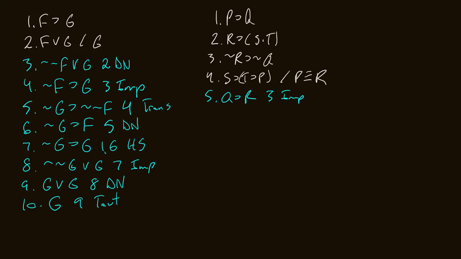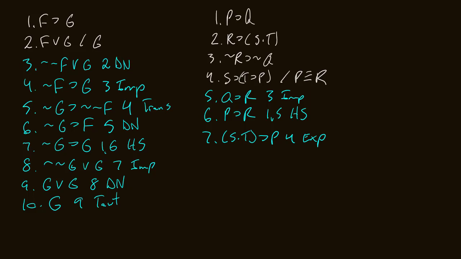And now immediately from lines 1 and 5, I have a hypothetical syllogism. So I have P then R, from 1, 5, hypothetical syllogism. Cool, I got P then R. Now I just need R then P. Well, I have lines 2 and 4 that I still haven't used, and I already see a way that I can get that. If we do something to line 4, what we can have is S and T and then P, and that comes from exportation. So we can derive S and T, then P from line 4 and exportation.